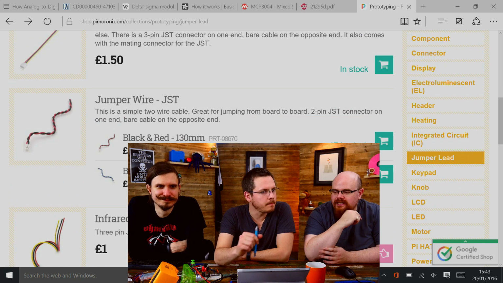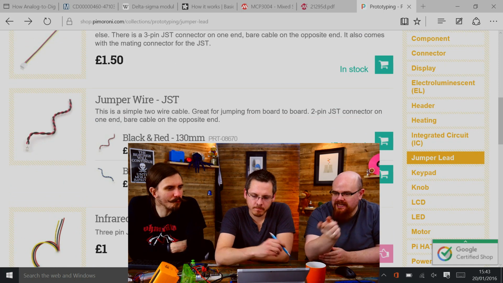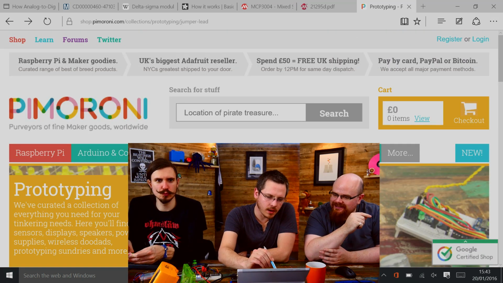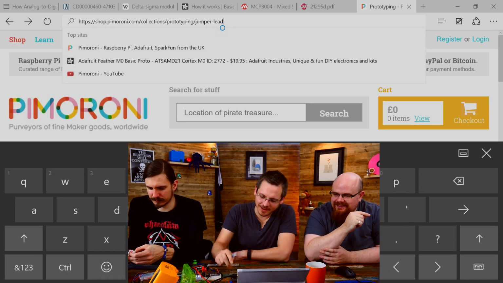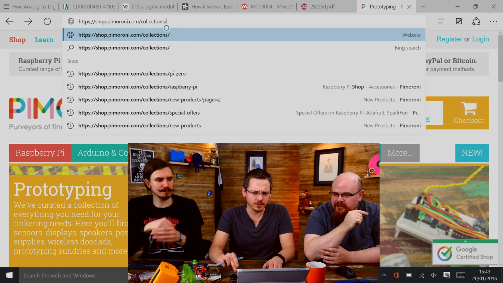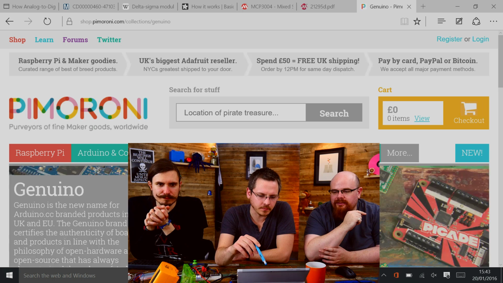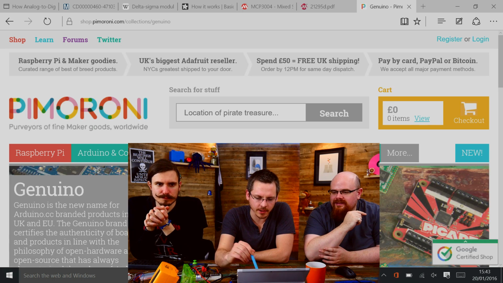So, oh, and if you did need some kind of microcontroller, then back in stock now is Genuino. I don't think we've put a link on the top yet. Should be under Arduino Co, shouldn't it, eventually? Yeah. So collections / Genuino. We're going to change that header at the top.